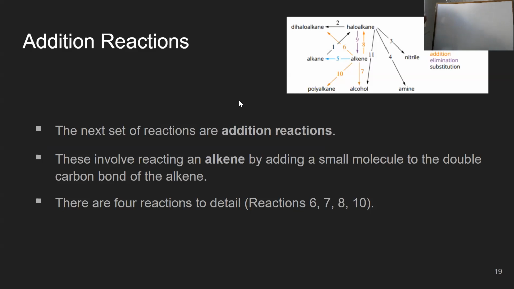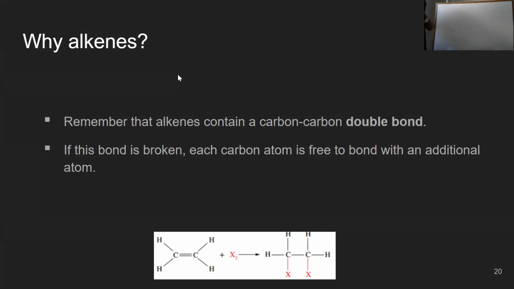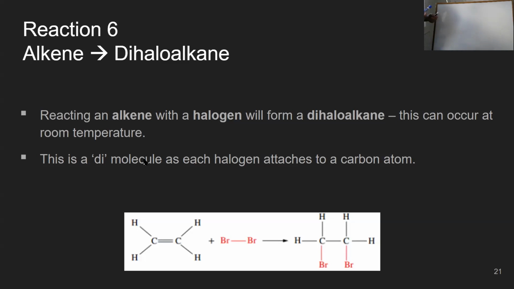Now we have the addition reaction. So we take an alkene, we make an alkane. So remember, what's an alkene? It has the double bond between, I mean, between the two carbon atoms, not between hydrogen and carbon. If the bond is broken, then the carbon atom is free to bond with something else. So we take an alkene to a dihaloalkane. So that's the alkane that has two halogen groups attached.